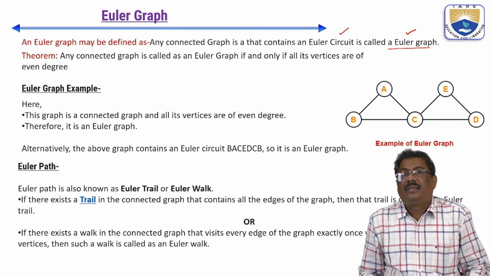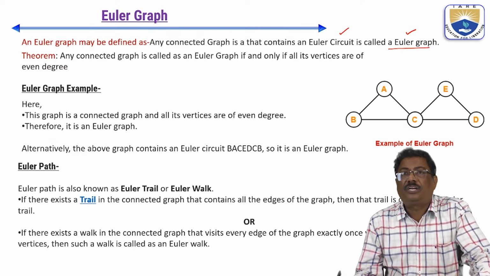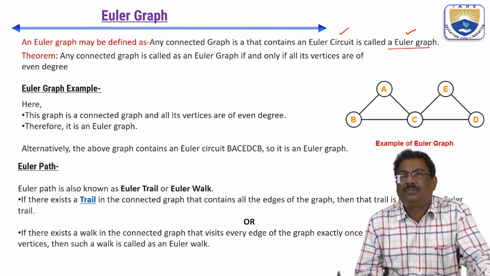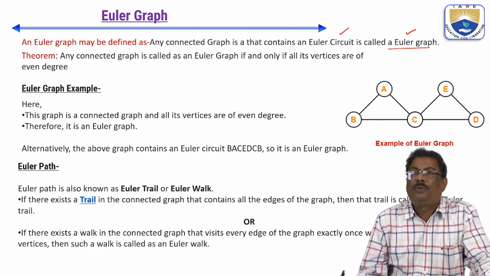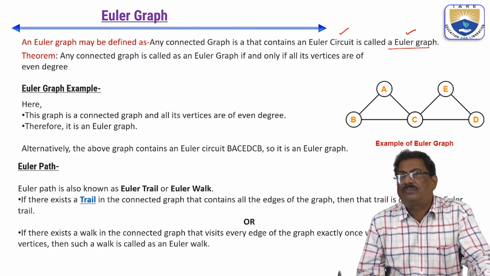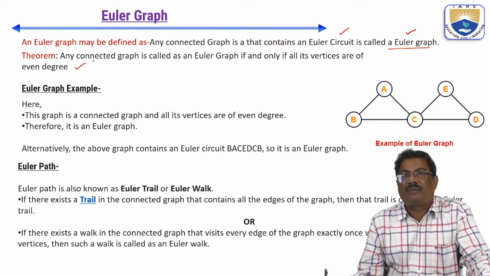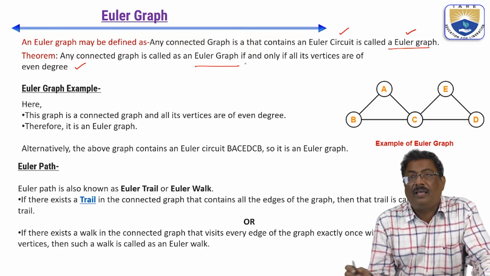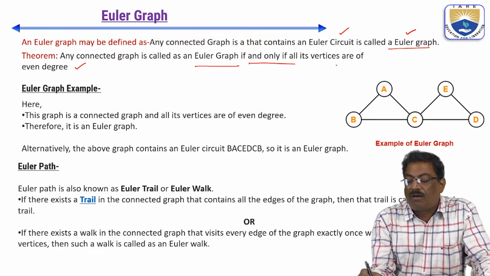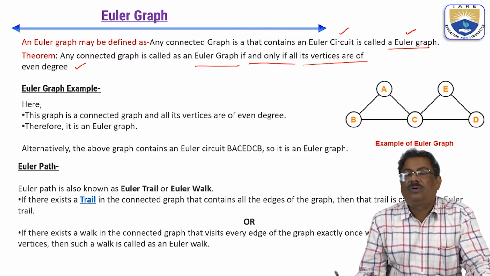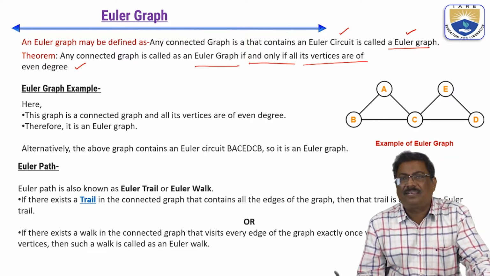Now, a graph is said to be an Euler's graph if it contains an Euler's circuit. Whether the graph contains an Euler circuit or not, we already discussed using this theorem. That means any connected graph is called an Euler graph if and only if all the vertices are of even degree. So whenever all the vertices are of even degree, we can say that the graph is an Euler's graph, or that the graph contains an Euler circuit.